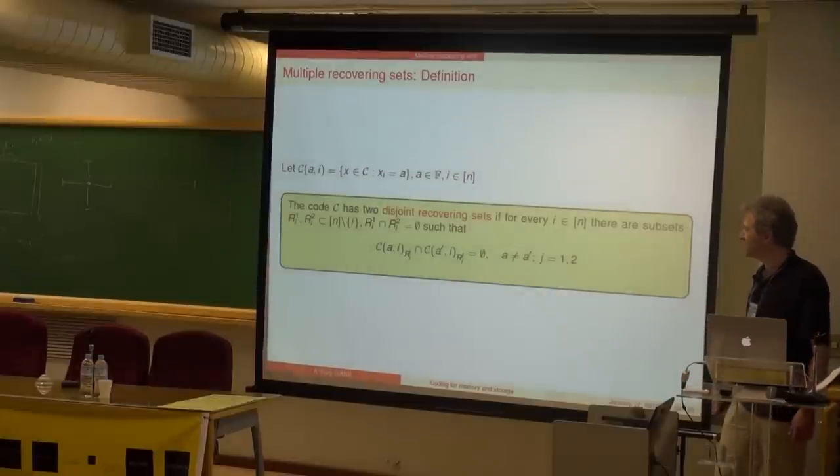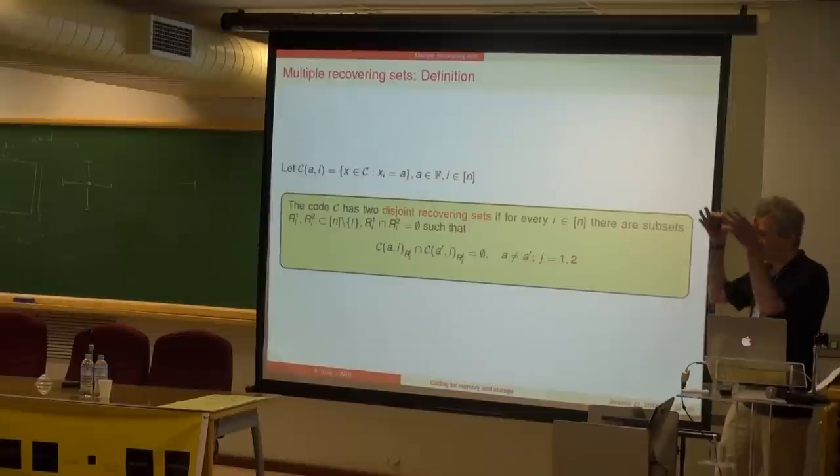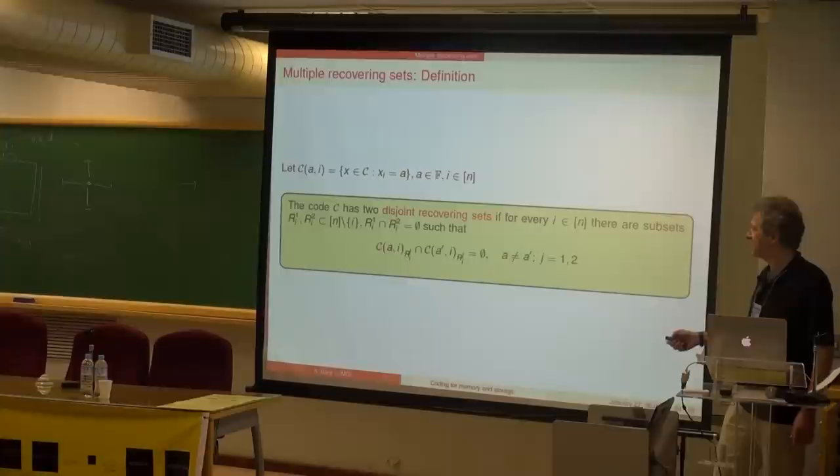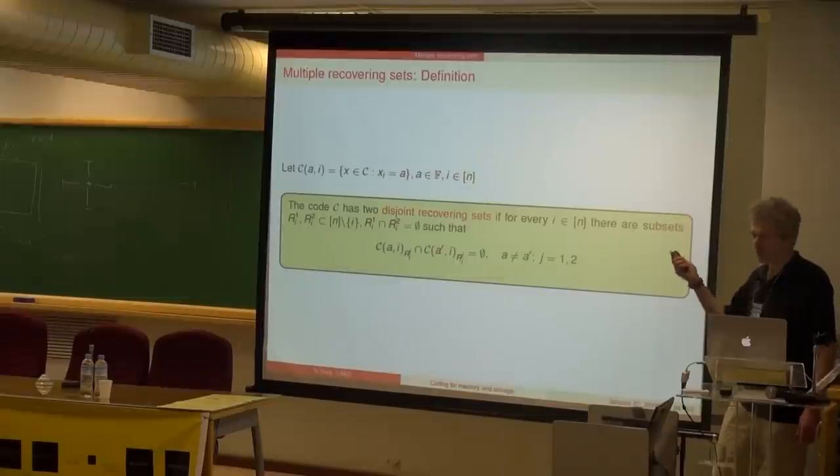The code has two disjoint recovering sets if for every i, there are two sets, R_i1, R_i2, such that the restriction to R1 identifies the value at i uniquely, so a is different from a prime, and the restriction to R2 does the same independently. And then you can extend this to t recovering sets if you want.